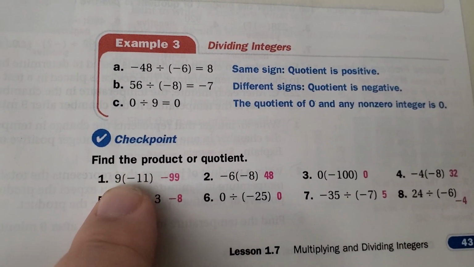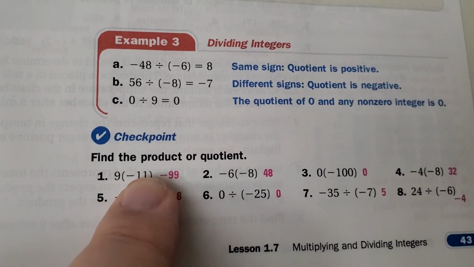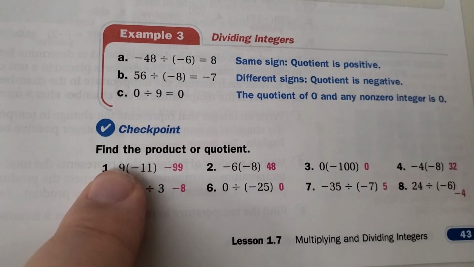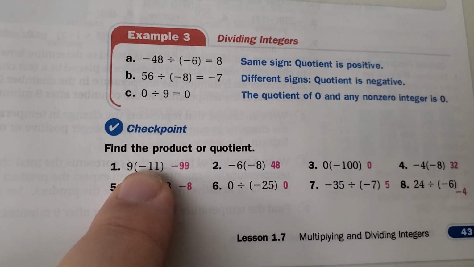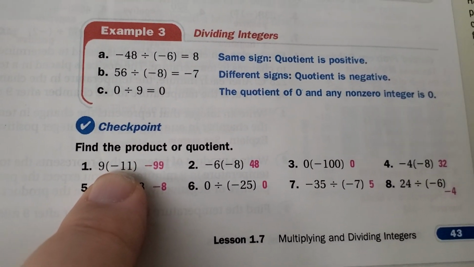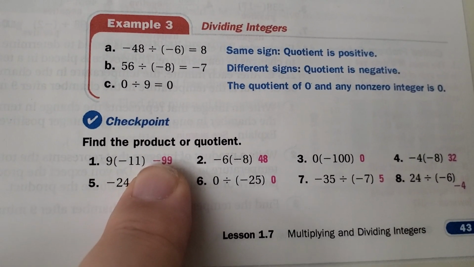So I'm not worried about that negative. I'm going to look at 9 times 11. 9 times 11 is 99. It's a positive times a negative. The signs are different. According to that colorful chart, my answer is going to be negative.